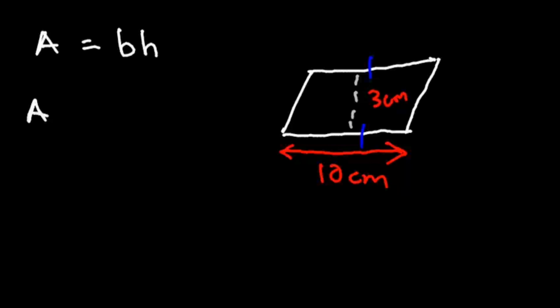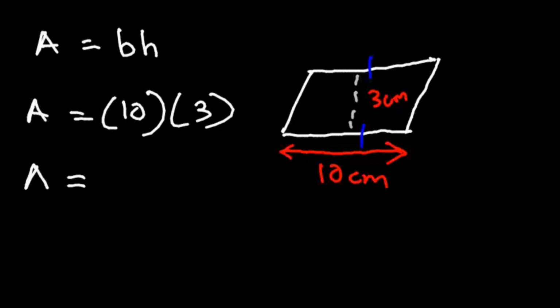This should be pretty easy. We input the values into the formula. Base equals 10, height equals 3, 10 times 3 is 30 centimeters squared. Pretty simple. That is our answer.